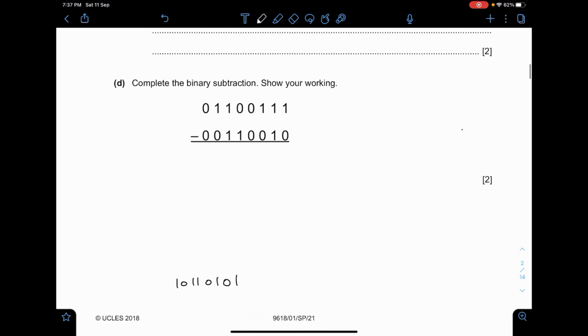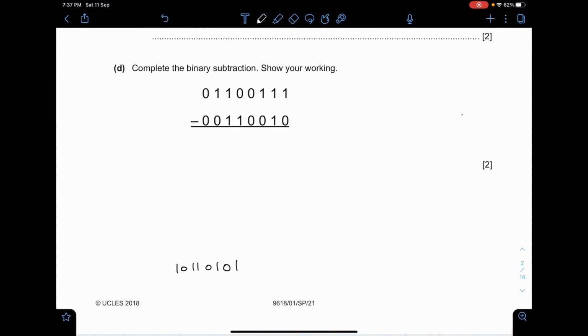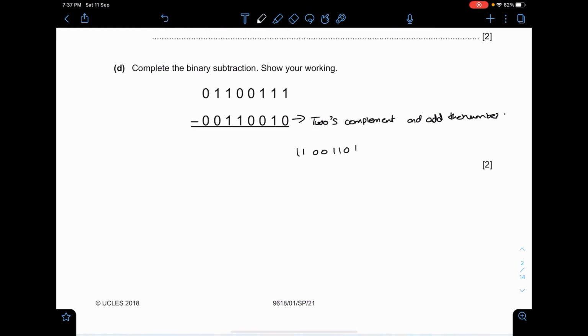Complete the binary subtraction. For binary subtraction, you can change this number to 2's complement and add the number. To do this, how do we change the number into 2's complement? First of all, we flip the bits and then we add 1 to it.